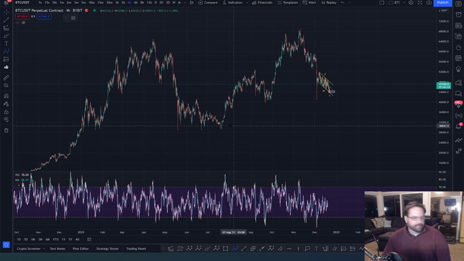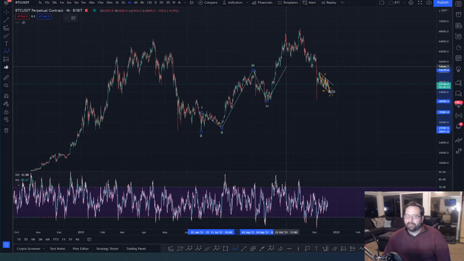Another count that I've been liking here and gravitating to is, in fact, we're going to call this a 1, 2, 3, 4, and we're going to count this as 5.